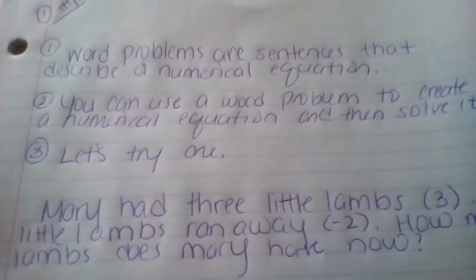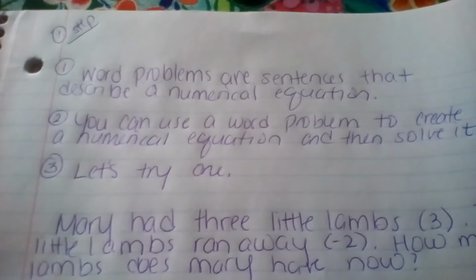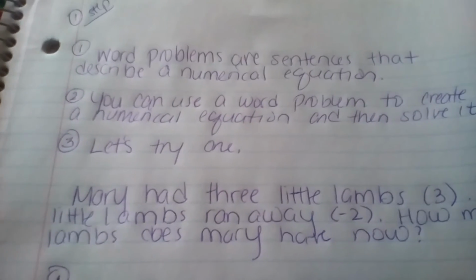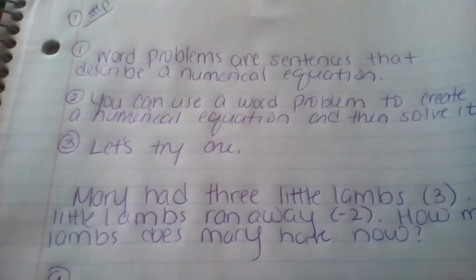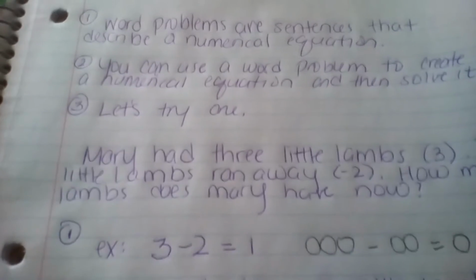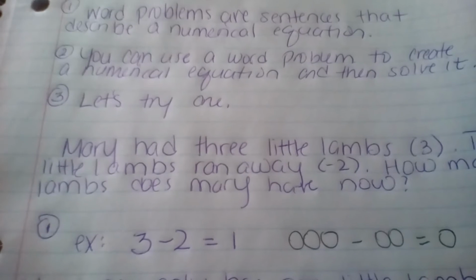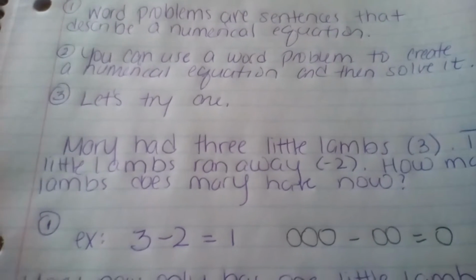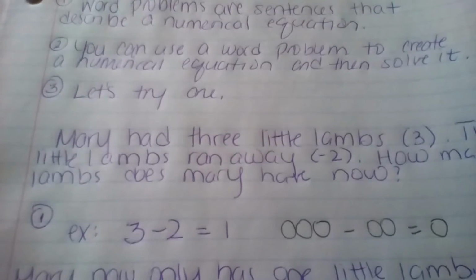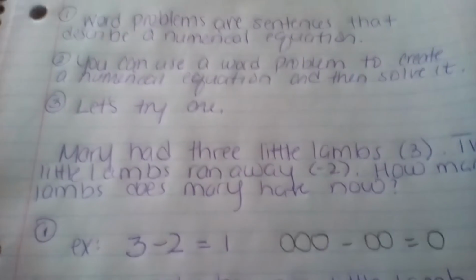Let's try one. Alright, so here's an example. Mary had 3 little lambs. But two little lambs ran away. How many lambs does Mary have now? All right, so here's our little numerical equation. We have 3 minus 2. So remember, we had 3 little lambs when we first started. 2 of them ran away, so we can see that there with the 3 minus 2. And we only have 1 little lamb left.